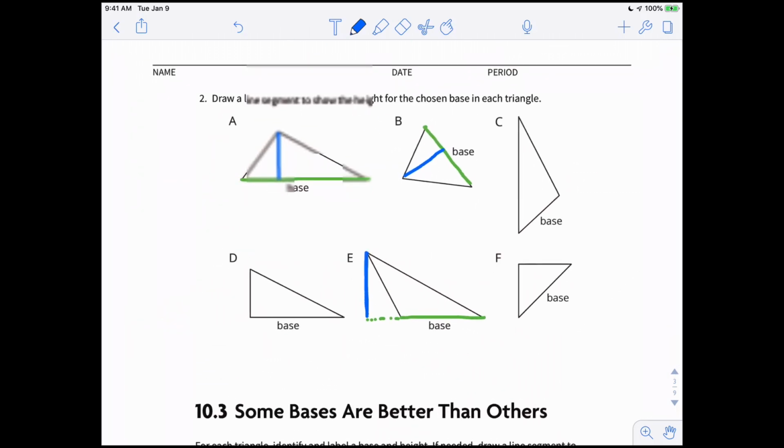All right. So you can see sometimes the height is inside the triangle, as in the case of A and B. Sometimes the height is actually outside of the triangle, as in the case of E.